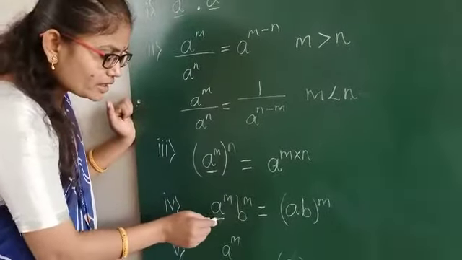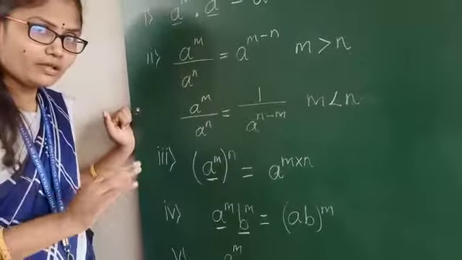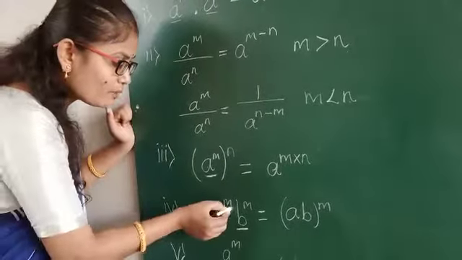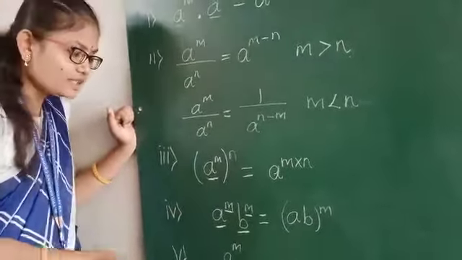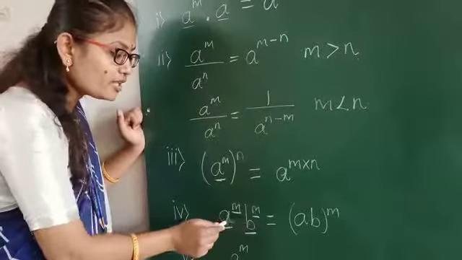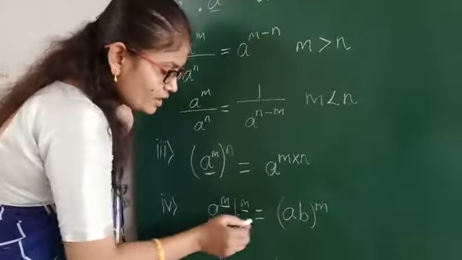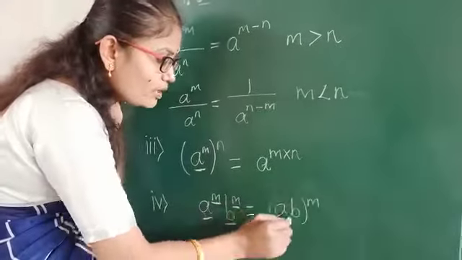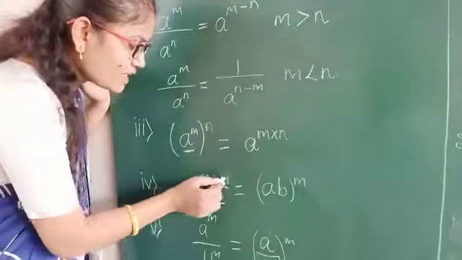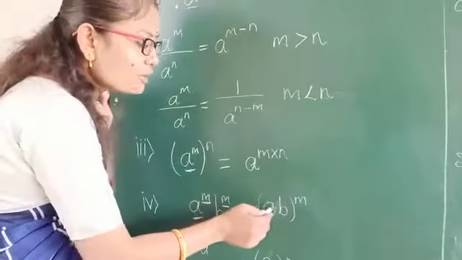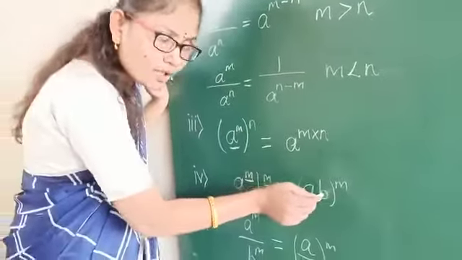Here you can observe that the bases are different. Power is same. Power number is same. Bases are different, so what happens in that situation? It becomes (a into b) whole to the power of m. It means having the same power, I am going to apply it for a also and for b also.